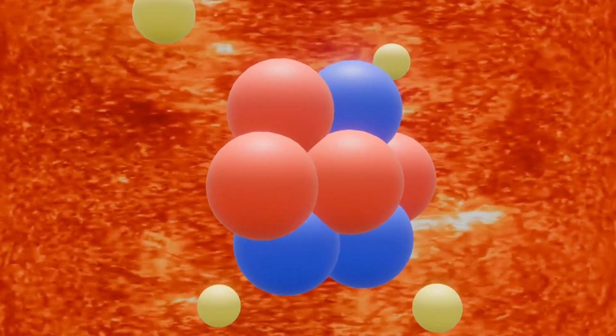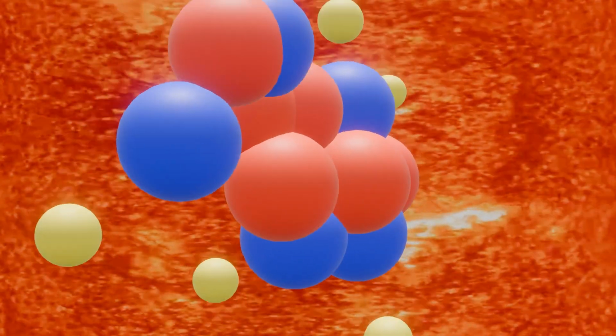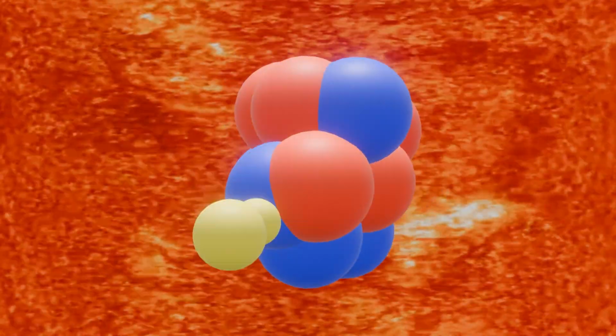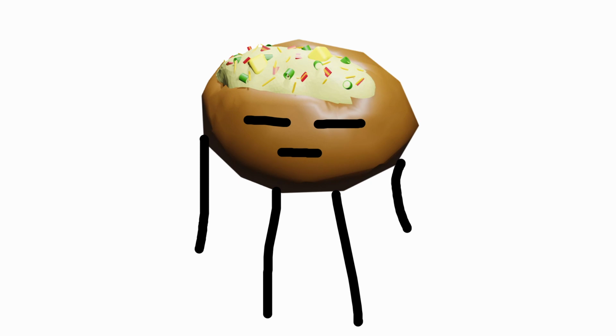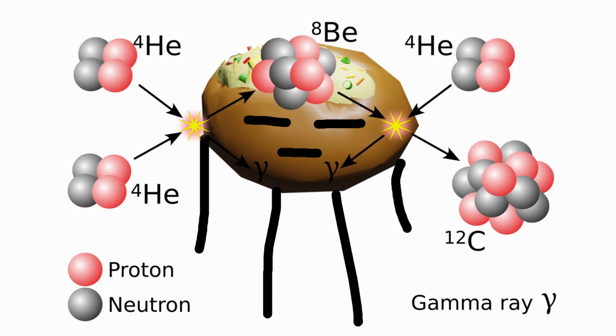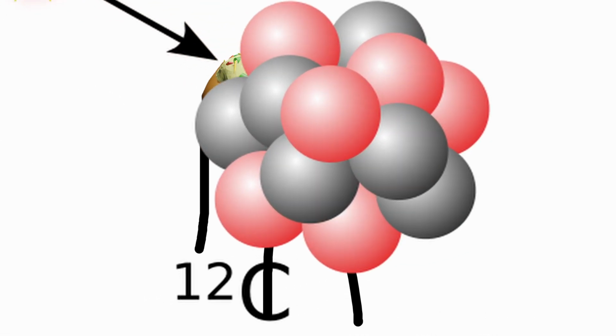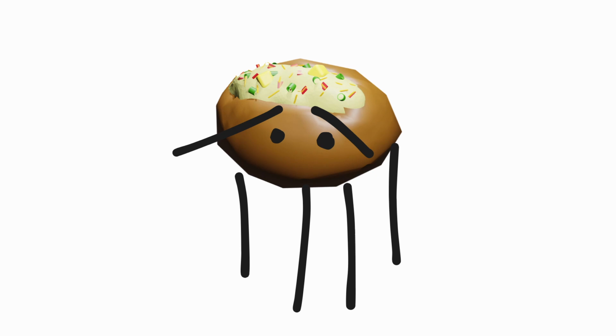Before the beryllium isotope decays, if another helium fuses with it, it will form carbon-12, which just so happens to be stable. What I just described with helium burning is a triple alpha process, the main way carbon is formed. This is just a tiny part of the full alpha process, which we'll get to later.